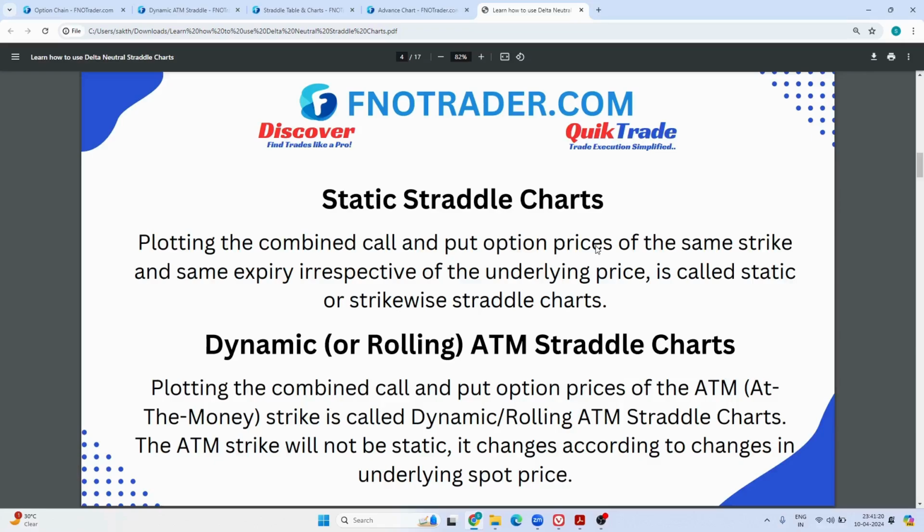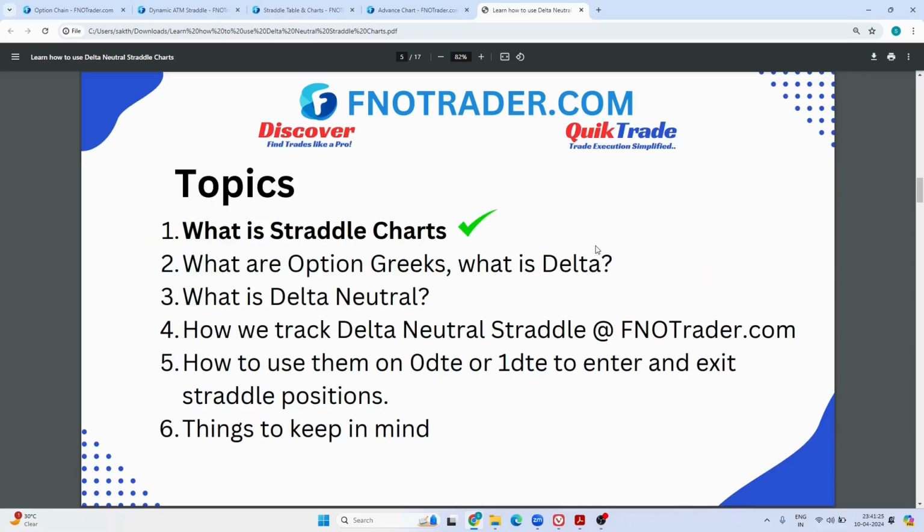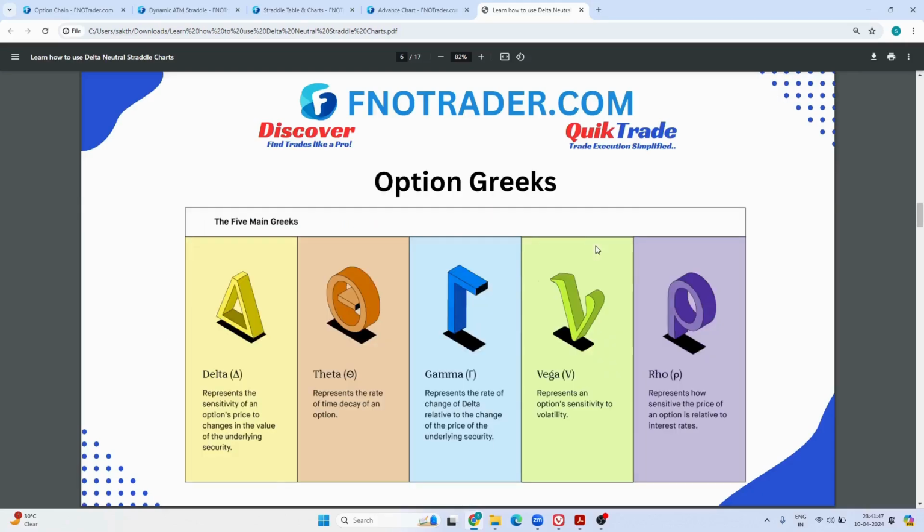Now we understood what a dynamic ATM straddle chart is. Next we will see what the option Greeks are and what delta is here. Let's quickly and briefly look at it. If you need a detailed explanation of option Greeks and how they impact option pricing, we'll have a separate video on that. Now let's move on and quickly see what option Greeks are involved. There are 5 main Greeks: delta, theta, gamma, vega and rho.